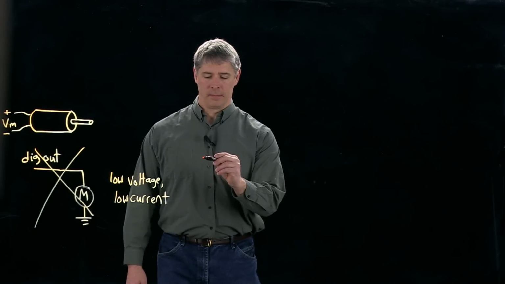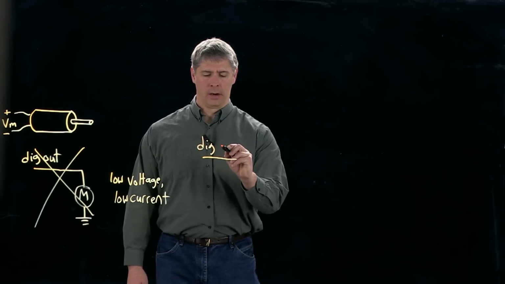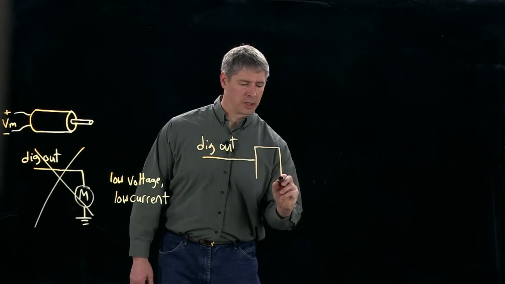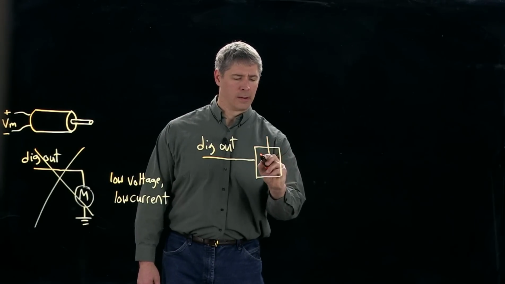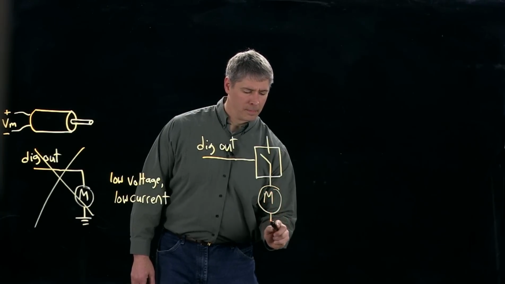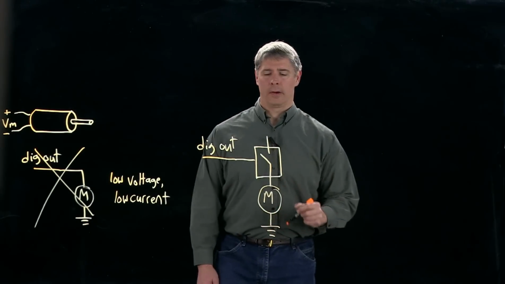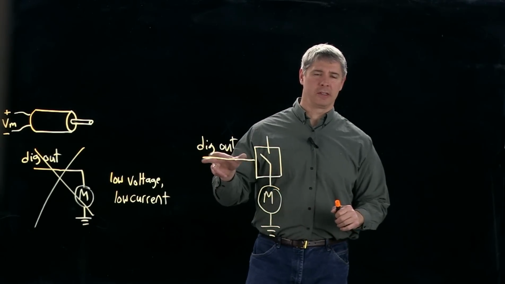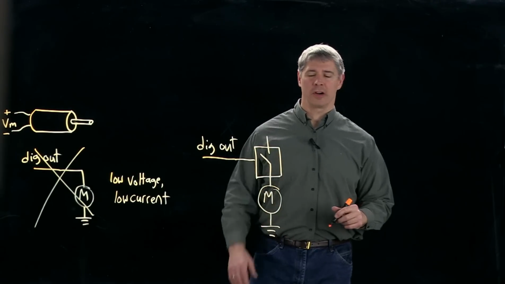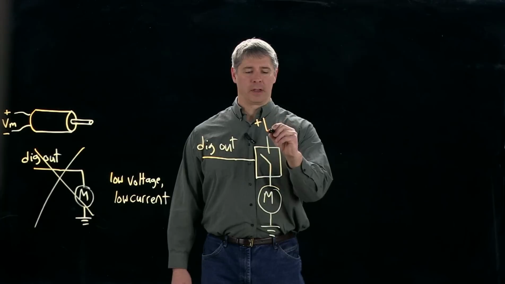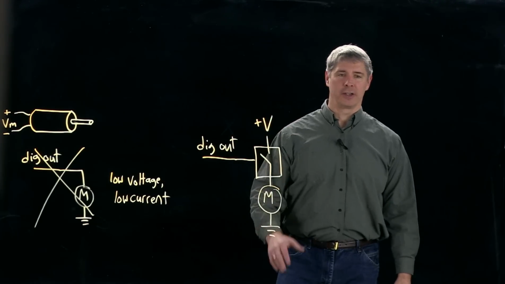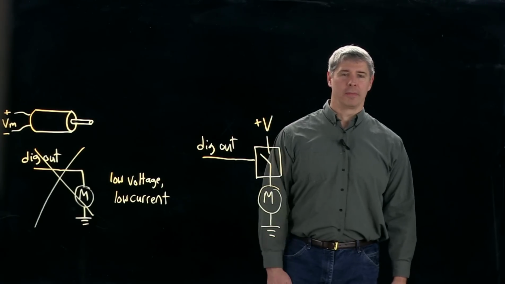So here's another idea. Say that the digital output is used to control a switch. Now all this output is doing is controlling whether the switch is open or closed, and all the voltage and current is coming from another source. So let me call that plus V. This voltage here could be 10, 20, 30 volts, and it can provide high current to drive the motor with the power that the motor demands.